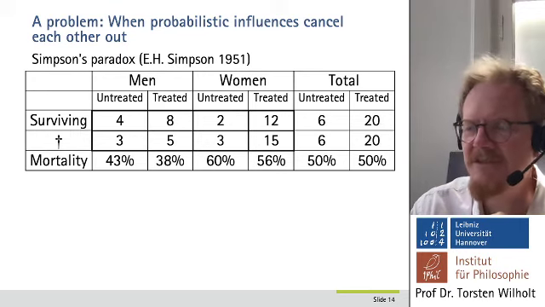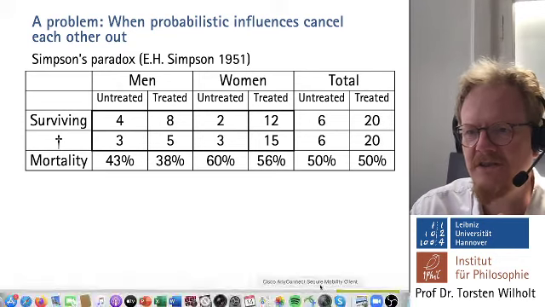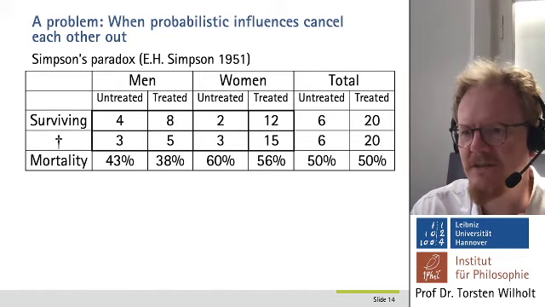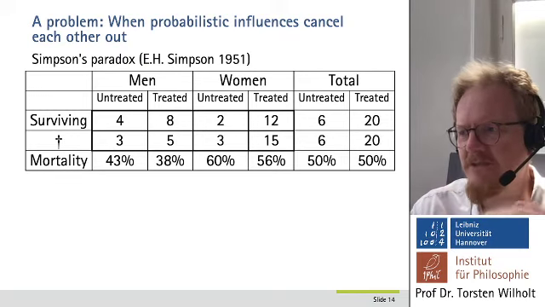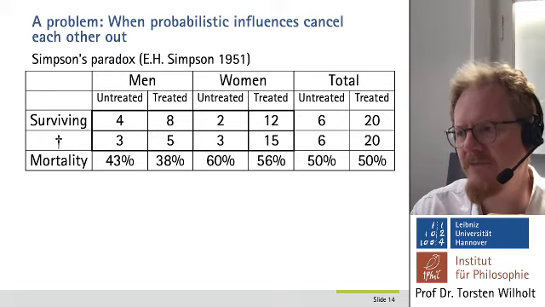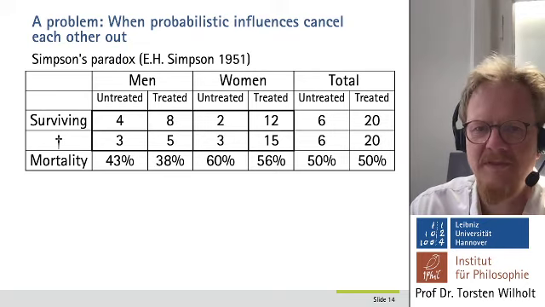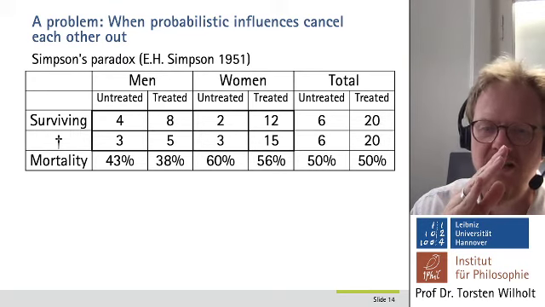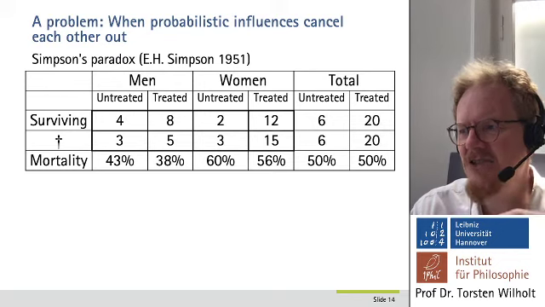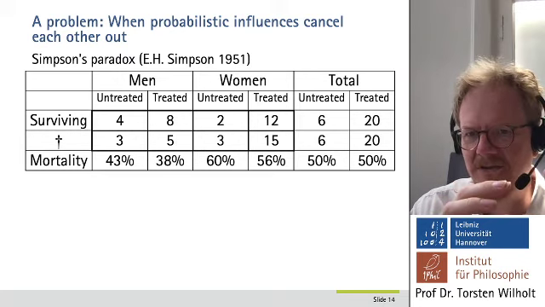Sometimes, unfortunately, the word Simpson's paradox is also used for another thing, the so-called reversal of inequalities problem. It's slightly similar, but where, when you look at total numbers, you even get a reversal of the effect. But this is what I mean when I say Simpson's paradox: the problem that the probabilistic effects exactly cancel each other out.